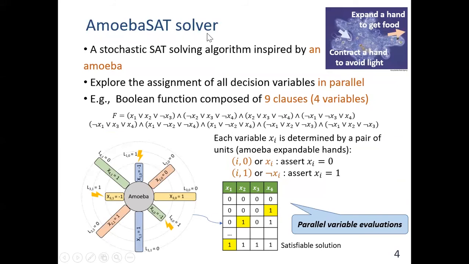Our baseline is the Amoeba SAT solver, a stochastic SAT solving algorithm inspired by an amoeba. This solver features high parallelism, in that it explores the assignment of all variables in parallel. For example, consider a Boolean function of 4 variables as follows. To explore its solution, the Amoeba SAT solver constructs an 8-unit system where each variable xi is determined by a pair of contradictory units. Each unit is associated with some intermediate variables representing the amoeba's natural features. During solution search, all units update their assignments in parallel, and a solution is converged after some iterations.